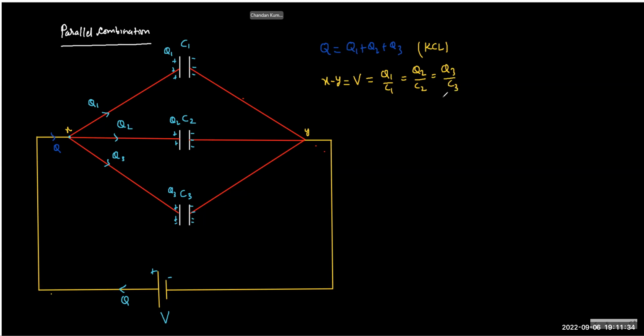So across any capacitor, the voltage remains the same. Charge will distribute in such a way that the ratio of Q and C will give you the same voltage, which simply means Q1 equals C1V, Q2 is C2V, and Q3 is C3V. And eventually what do you want?